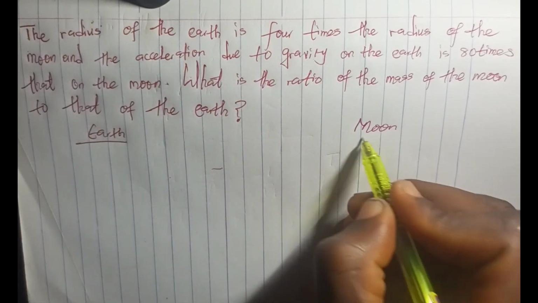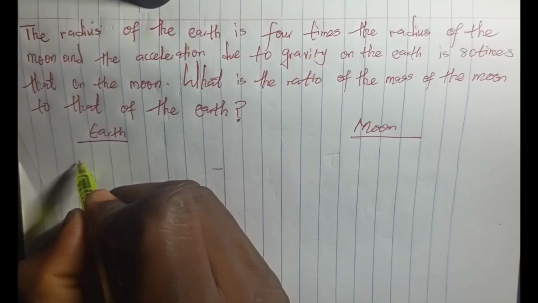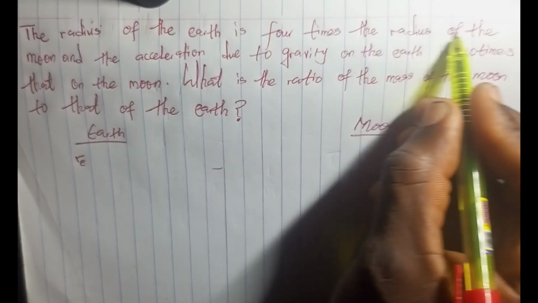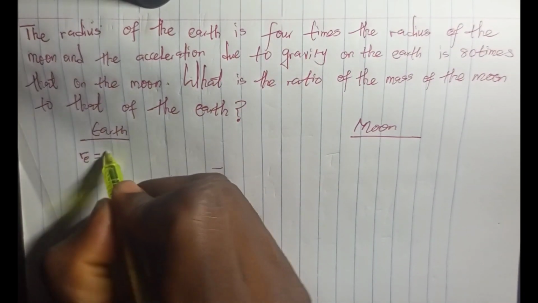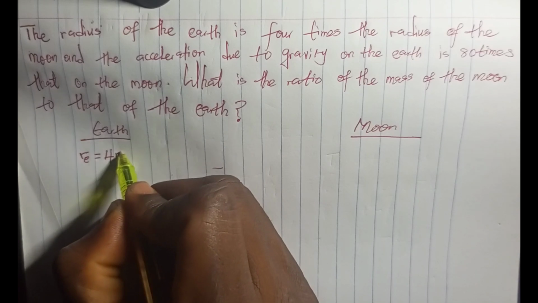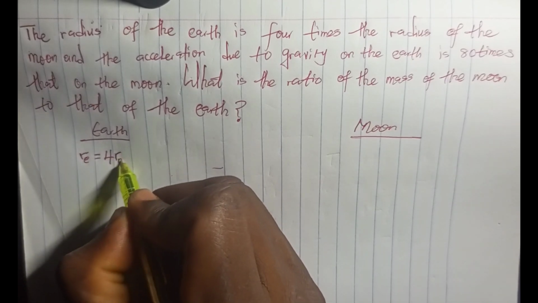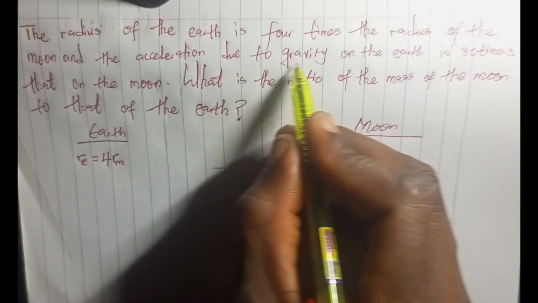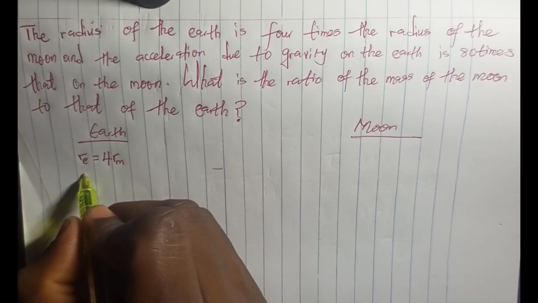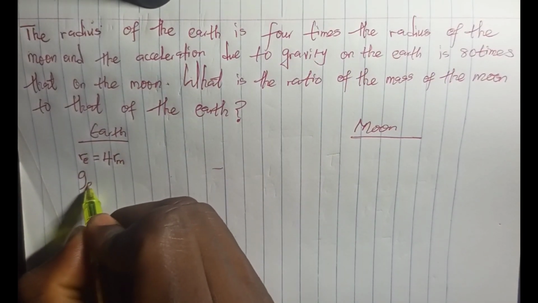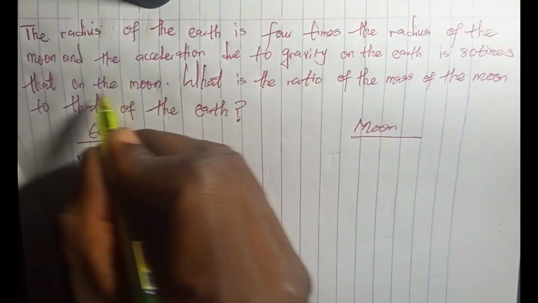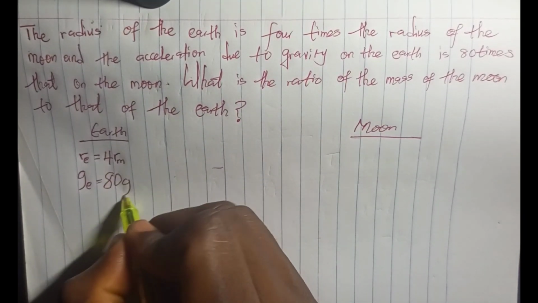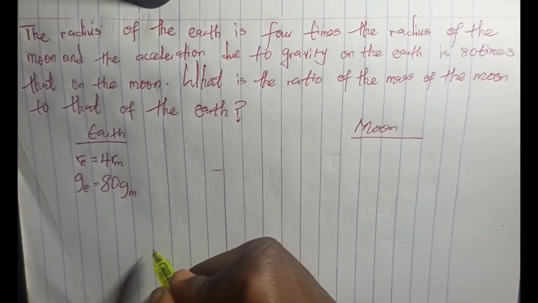Now they told us that the radius of the Earth, let's call it R subscript E, is 4 times the radius of the Moon. So R_E equals 4 times the radius of the Moon, 4 R_M. This is their first statement. And the acceleration due to gravity on the Earth, let's take it as G subscript E, is 80 times that on the Moon, so G_E equals 80 times the acceleration due to gravity on the Moon. Do you understand?